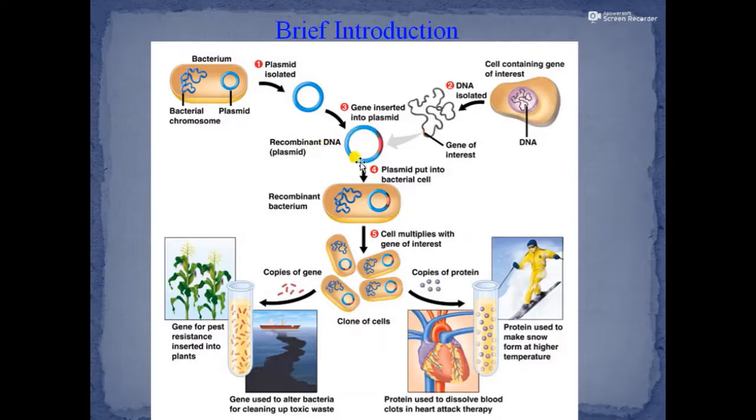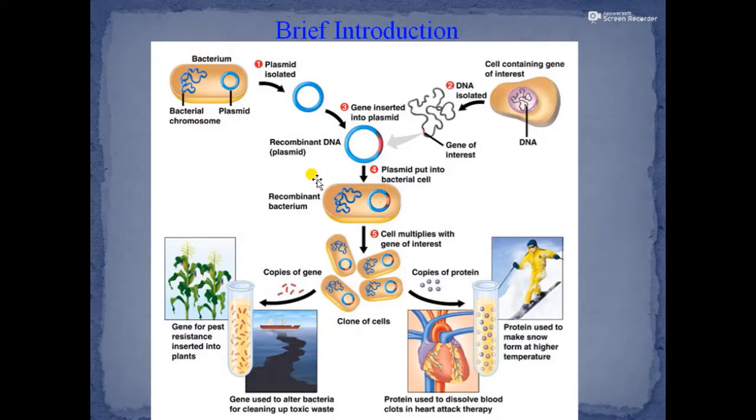So you take the vector DNA, that is a plasmid over here, and I cut the vector as well as the gene of interest with some enzymes. They are called restriction enzymes, and you put the vector and the gene of interest together so that they combine to form a recombinant DNA over here. And once the recombinant DNA has been formed, this recombinant DNA is put into a host cell.